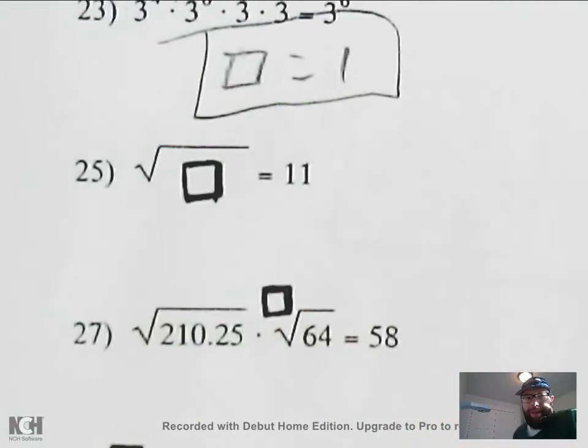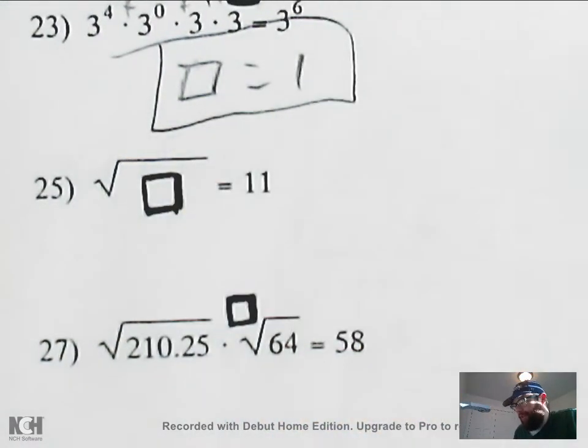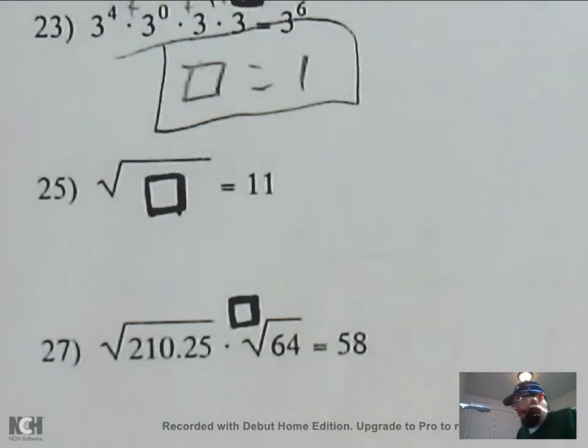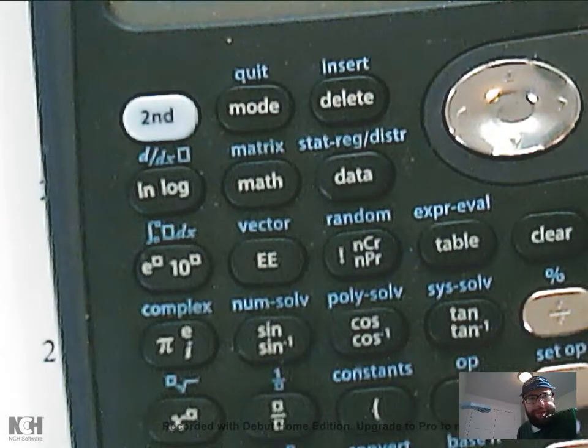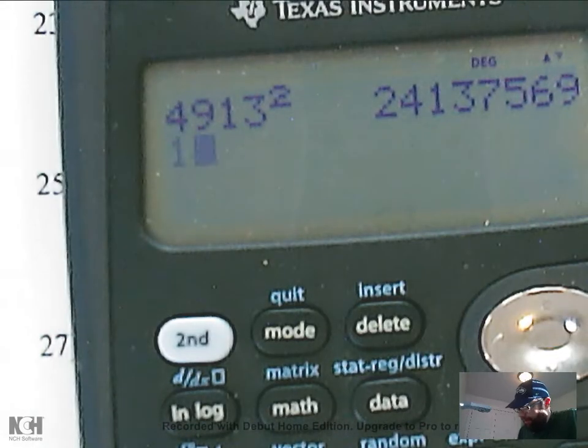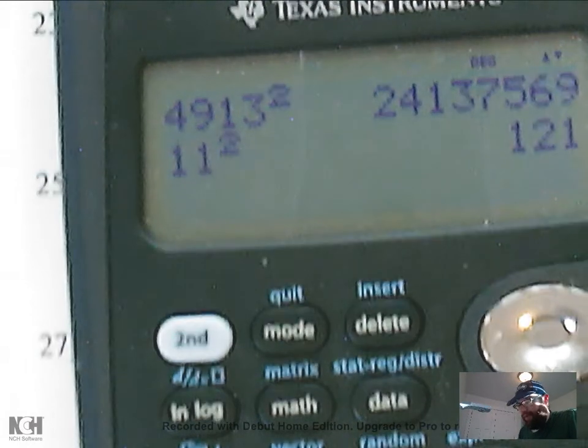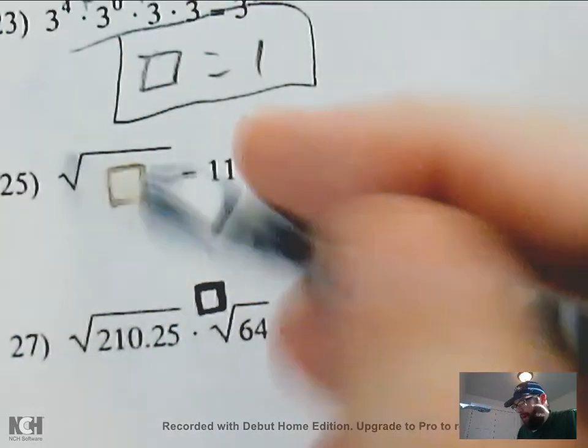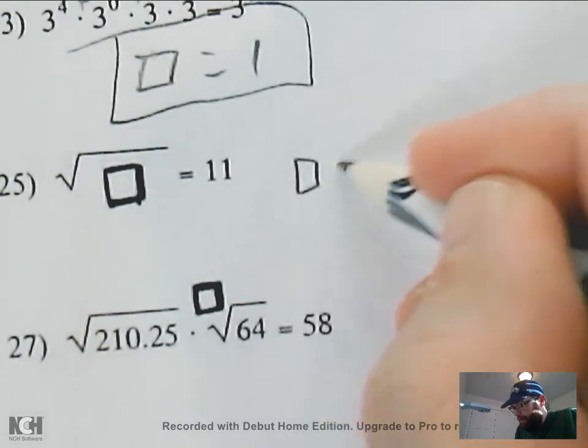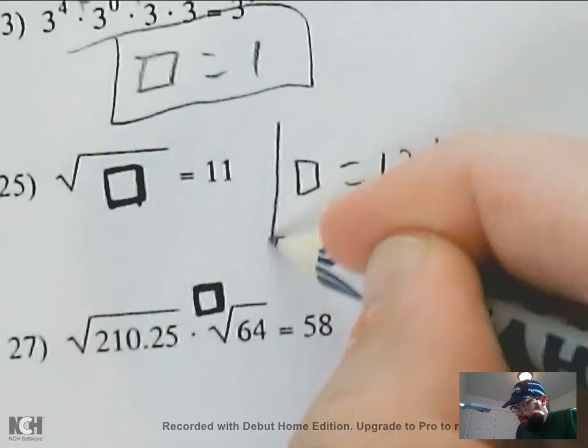Okay. All right. Same idea on this one. We have the square root of something is 11. Hopefully you know what 11 times 11 is. But if you don't, again, you can just do it in your calculator. 11 squared is 121. So that box has to be 121. And that's your answer.